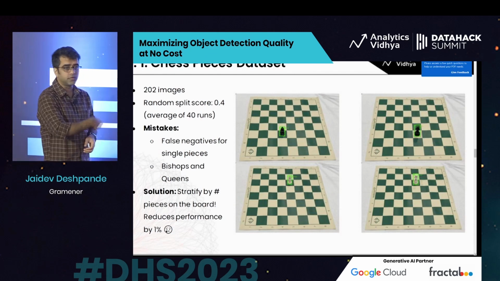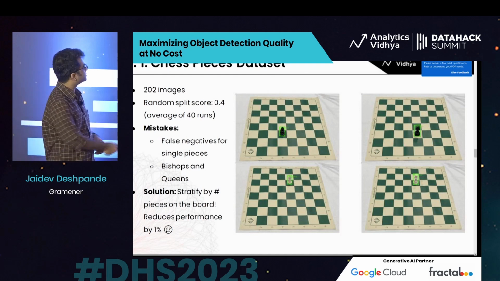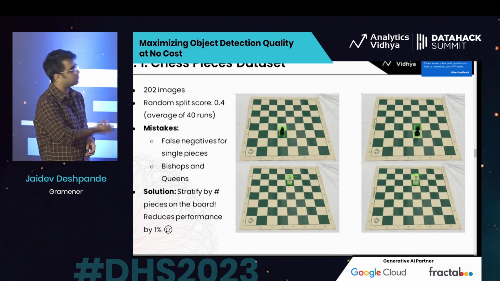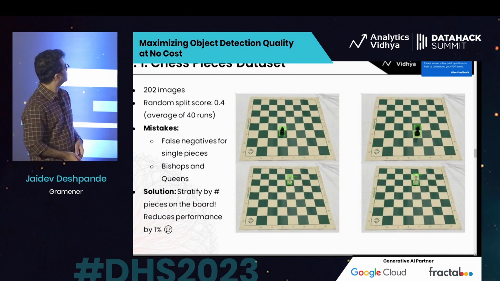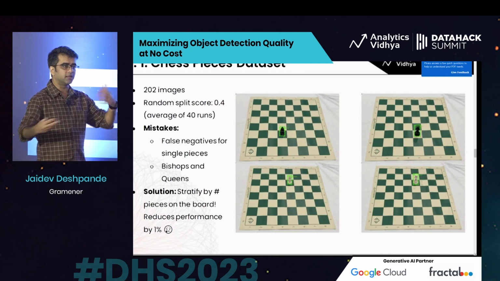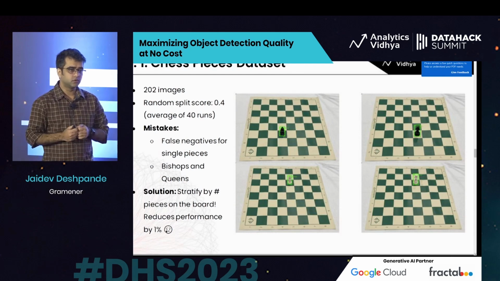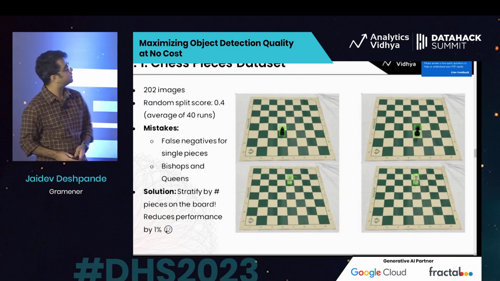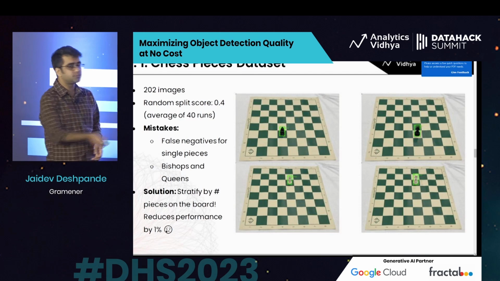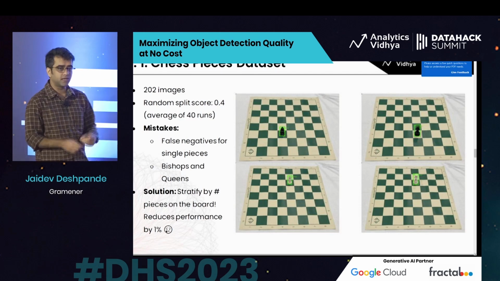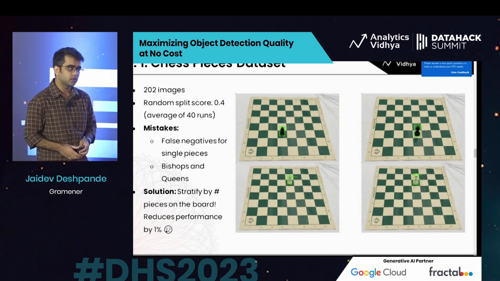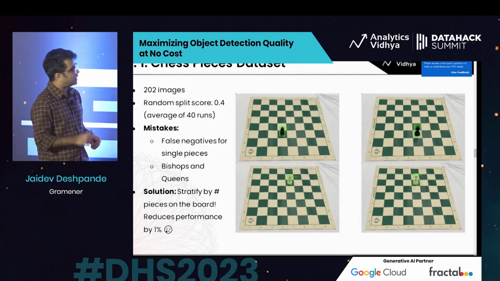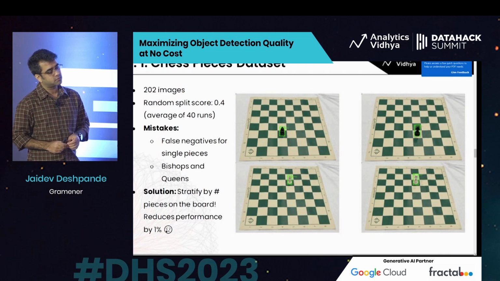And again, to reiterate, these are not valid chess moves. There is never going to be a situation where you have a single white or black queen on the chessboard. So again, it's not like people were playing and that's when they took these images. There are no humans there, nothing. It's exactly images that look like this, right? And the random split score, mAP of IOU, for the average of 40 runs here was 0.4 in this particular case. And here's the mistakes that the model was making.